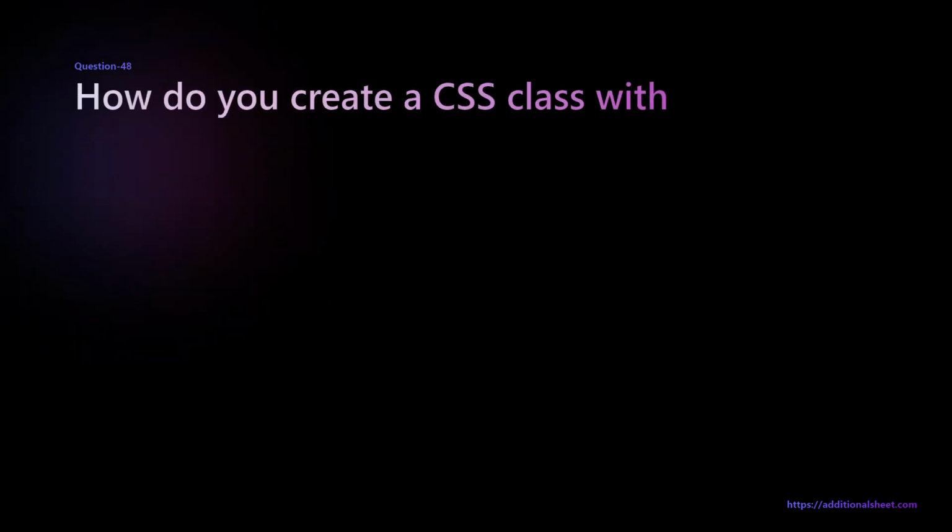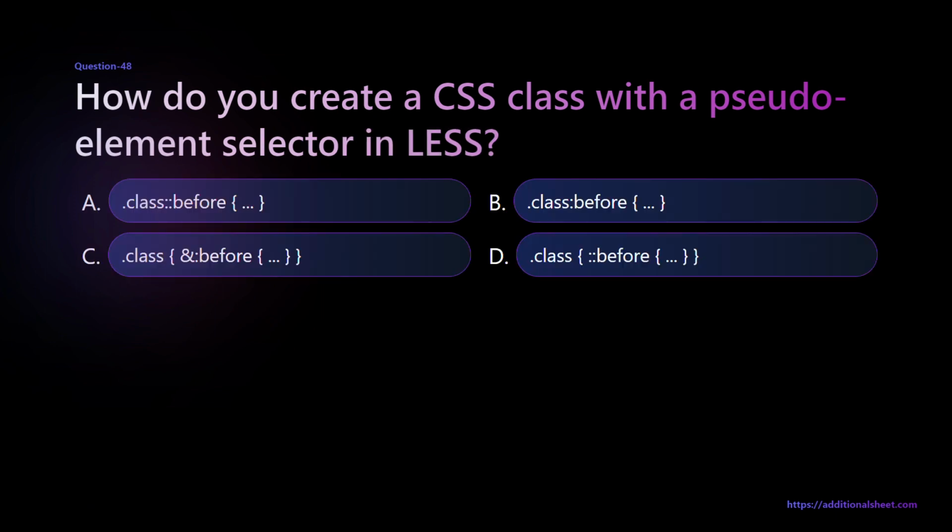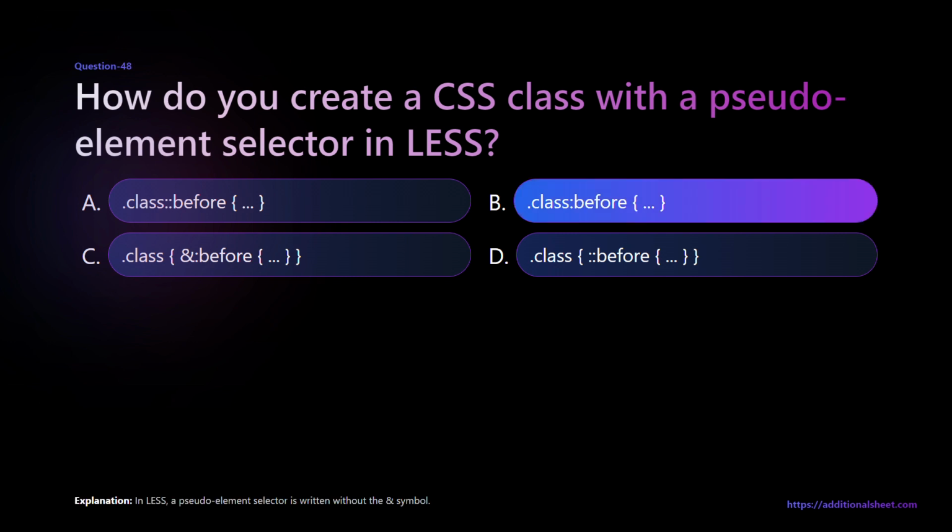How do you create a CSS class with a pseudo-element selector in less? Option A, class before. Option B, class before. Option C, class before. Option D, class before. The correct answer is option B, class before.